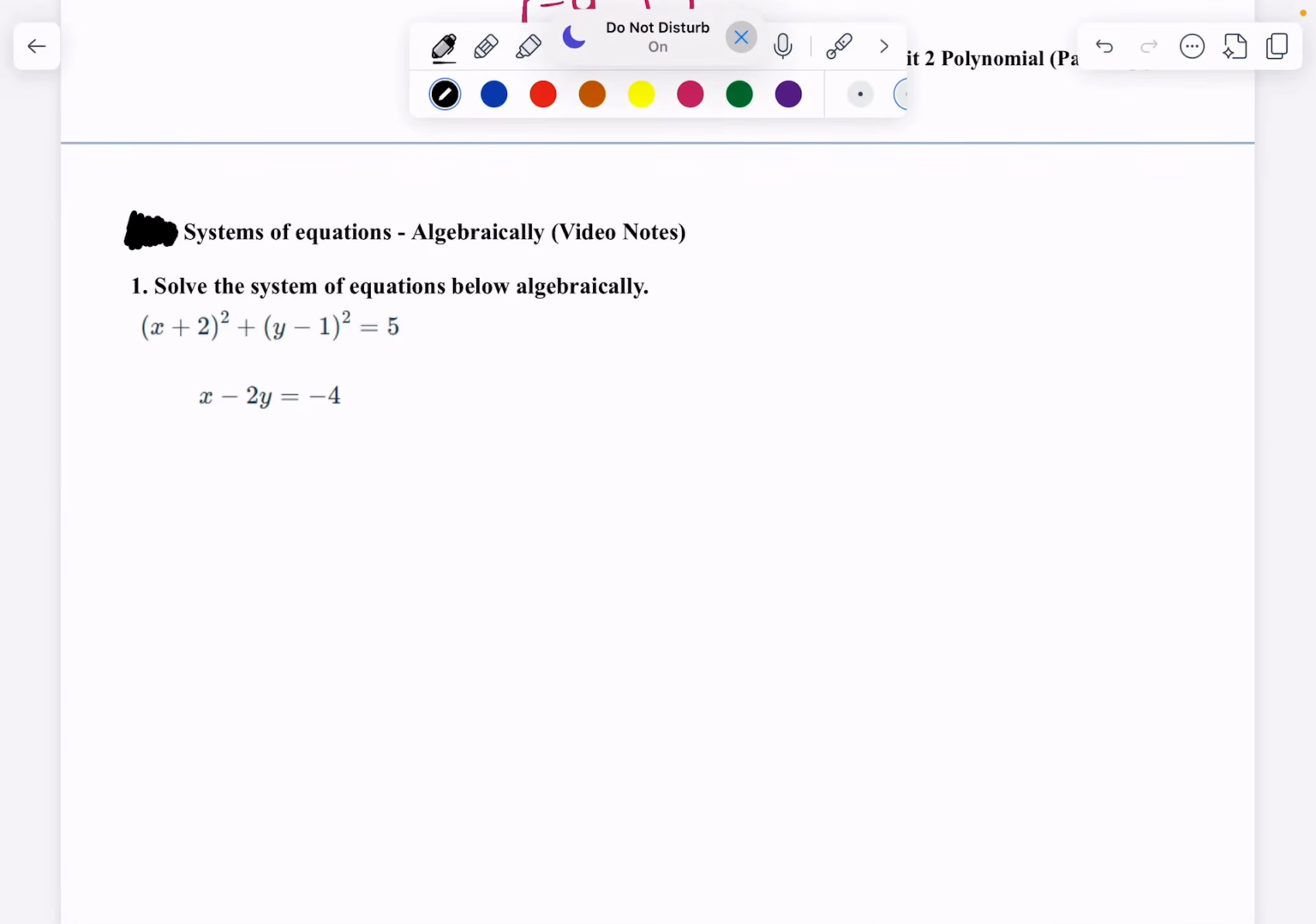Hello everyone. Today we're going to talk about systems of equations. We're going to learn how to solve them algebraically. Previously, in Algebra 1, we did it with the method of substitution and elimination. But for us in Algebra 2 with the circles, it's tough to do elimination, so we're only going to focus on substitution.